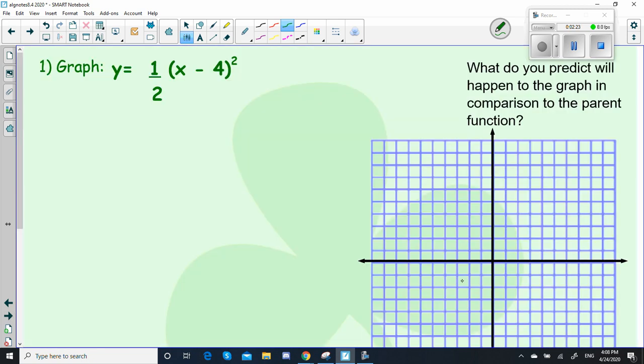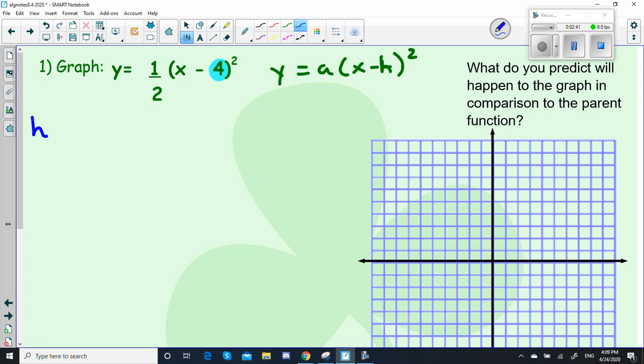All right, so let's do this first one. Based on what we know about standard form, we can tell that a is 1/2 and h is 4. And it doesn't have a k, so k is 0. Okay, so this is my h right here.